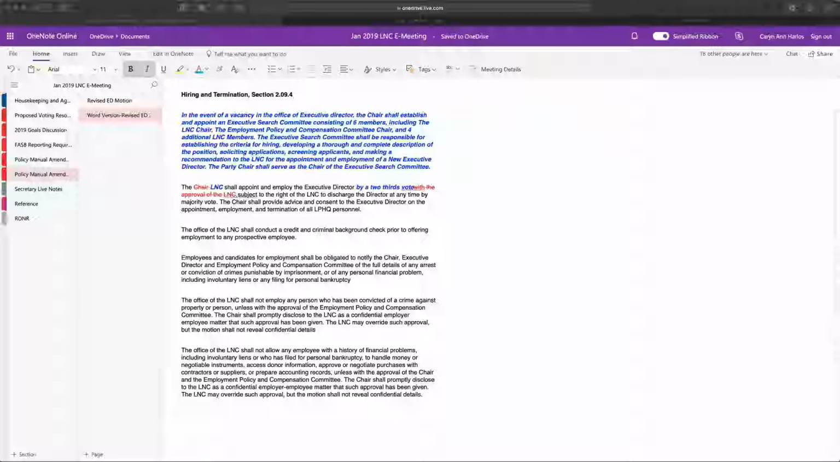Mr. Chairman, point of order. I don't believe that that's what it says. Mr. Chairman, the language here reads, the LNC shall appoint and employ the executive director by a 2/3 vote. Mr. Chairman, if I may comment, I am aware of the clause that allows the LNC to set conditions. However, a condition that renders nugatory the provision of the bylaws is not valid.